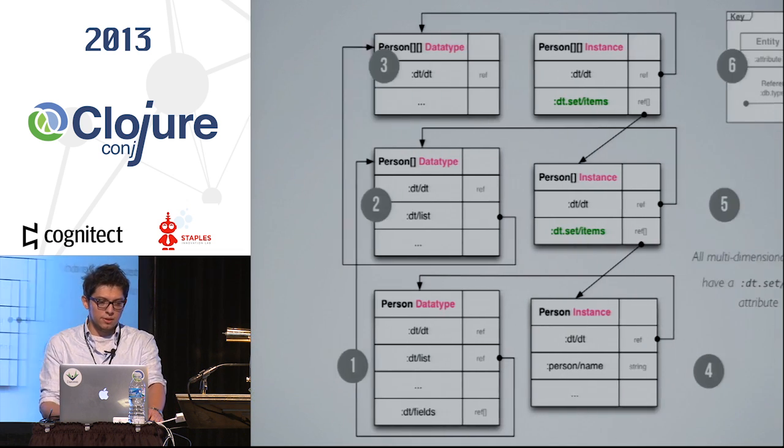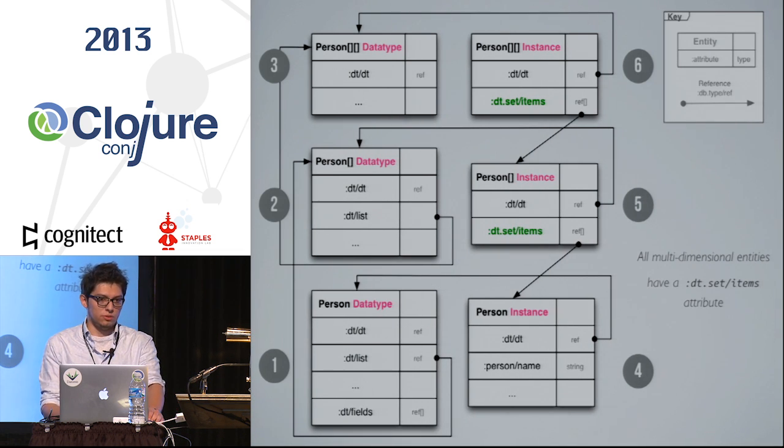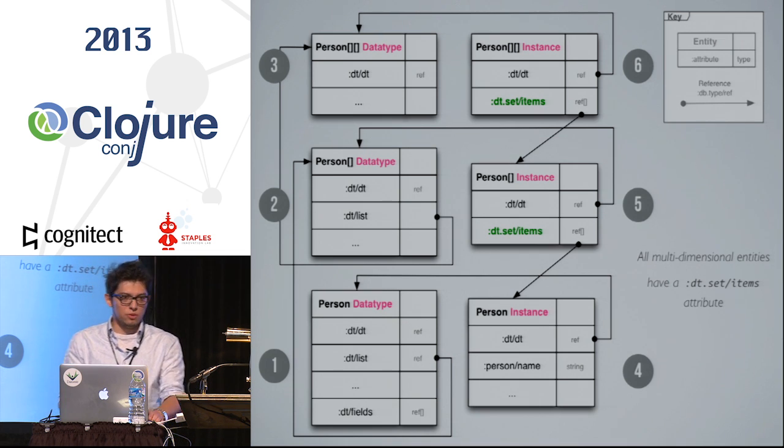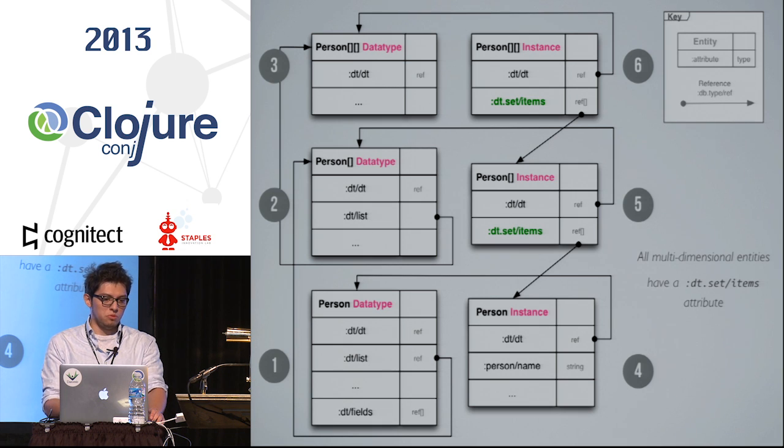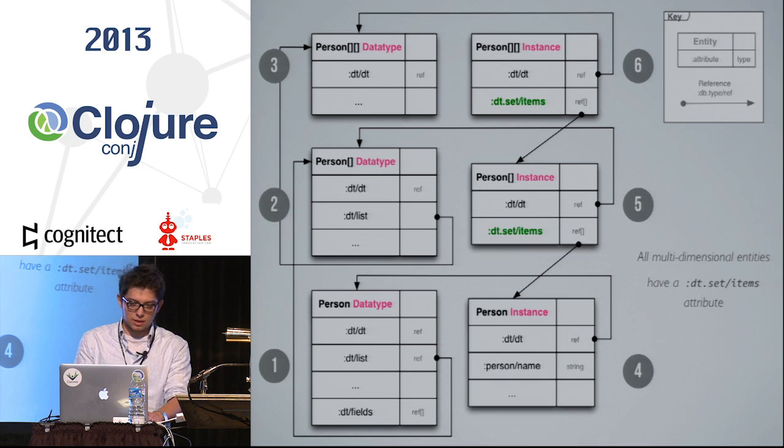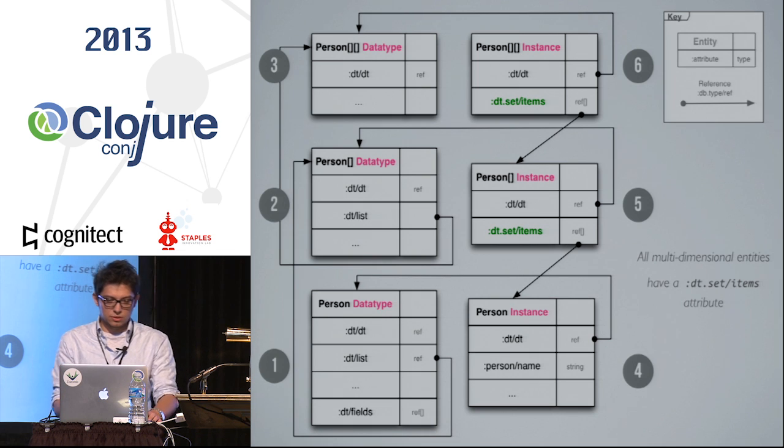And this is the visual representation of what we just created. Let's start with number one. You create a simple data type. Then you generate an array type of that data type. And you can go up and generate multidimensional data types.